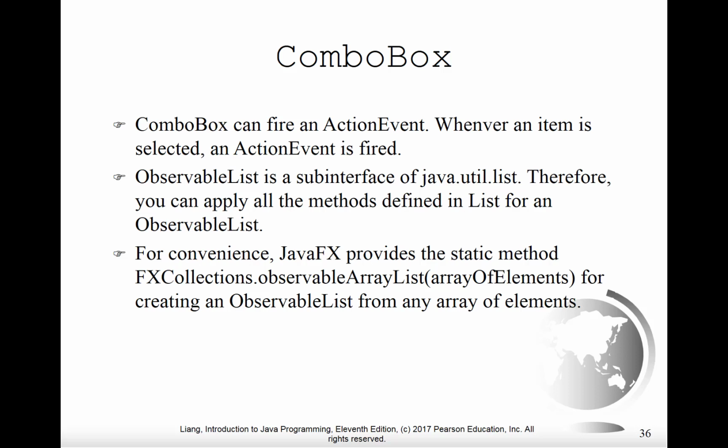It's a static method in FXCollections called FXCollections.observableArrayList, which will convert an array into an observable array list. And the argument for it would be a regular, ordinary array of elements of some kind. In other words, this method allows you to convert an array into an observable list. And then, of course, once you have an observable list, you can use it in a combo box.